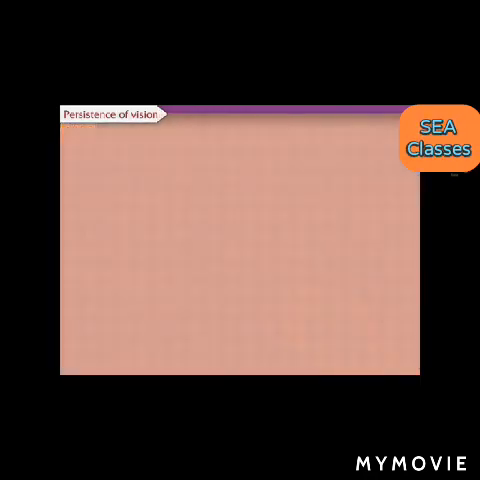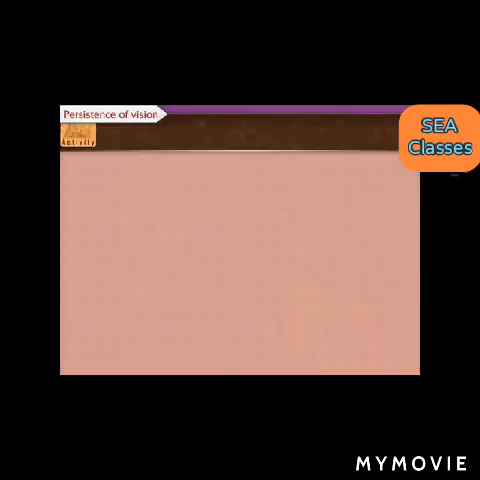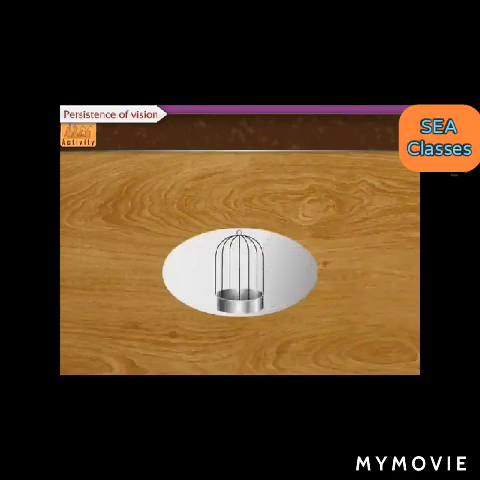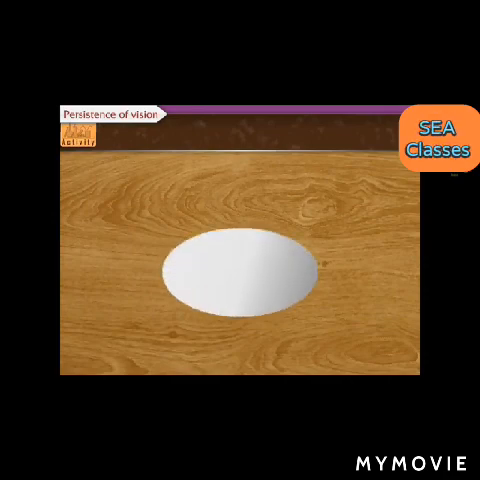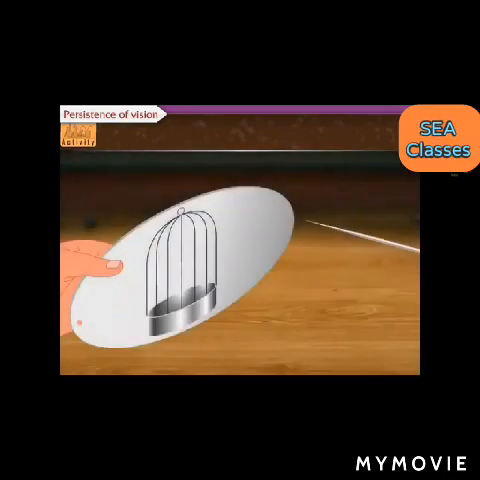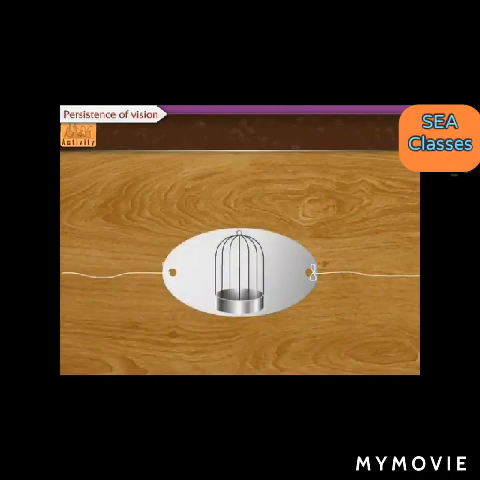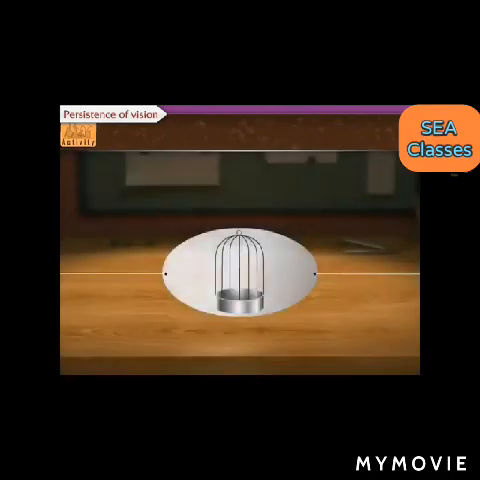Now let us perform another activity. Activity 2. Let us draw a picture of an empty cage on one side of a piece of cardboard. Now let us draw a bird on the other side of the cardboard. Let us make two small holes on either side of the cardboard piece. Thread a string through the two holes. Let us now twist the ends of the thread so that the cardboard rotates rapidly.